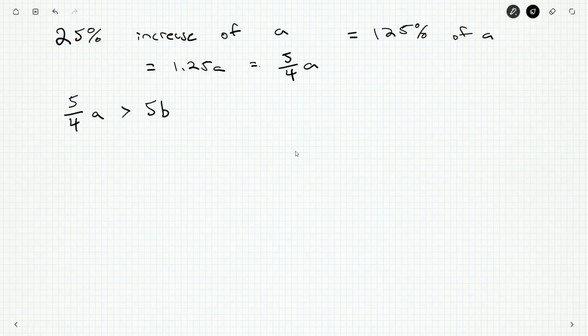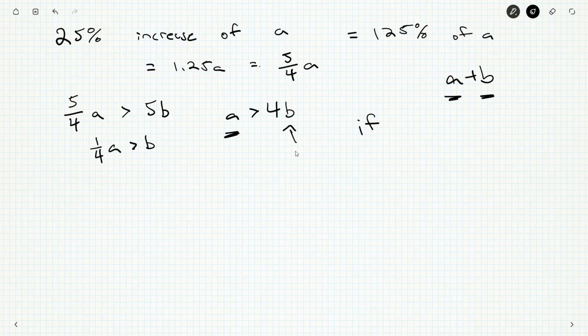So if I want to minimize a plus b, the smallest possible value, maybe I want to start trying to eliminate a. One thing I can do is divide both sides by 5. I'll get a quarter a is greater than b. Or multiply both sides by 4/5, and I will get a has got to be greater than 4b. So if I want to minimize a plus b, maybe I should minimize a by making b as small as possible, because the size of a is directly bounded below by the size of b.